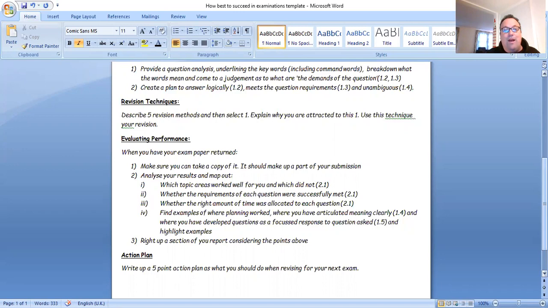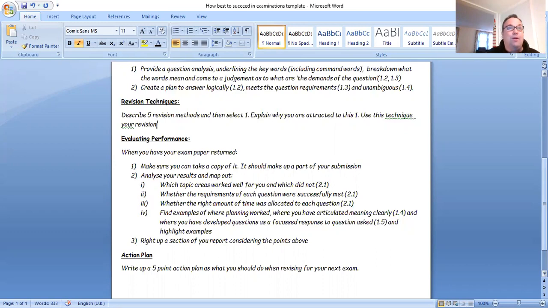Find examples where planning worked, that is, where you were able to articulate meaning clearly, and where you've developed answers focused on the question. So where you have met the requirements clearly, in a developed way, and answered the question, provide highlights.